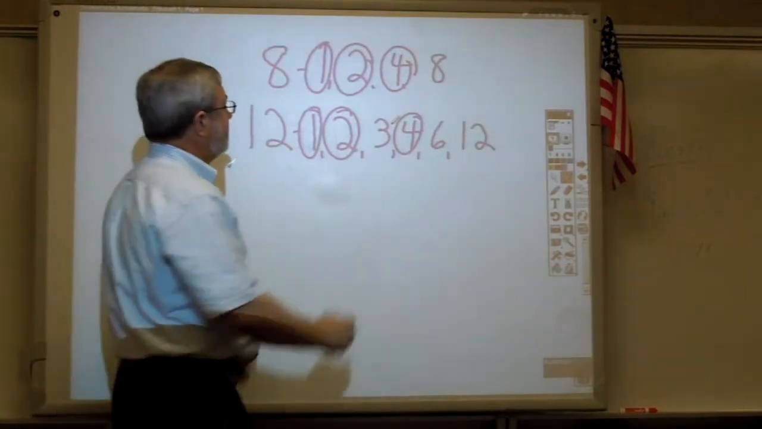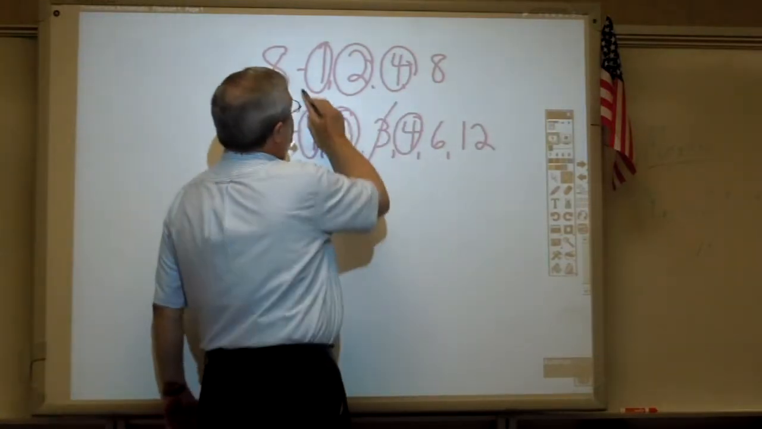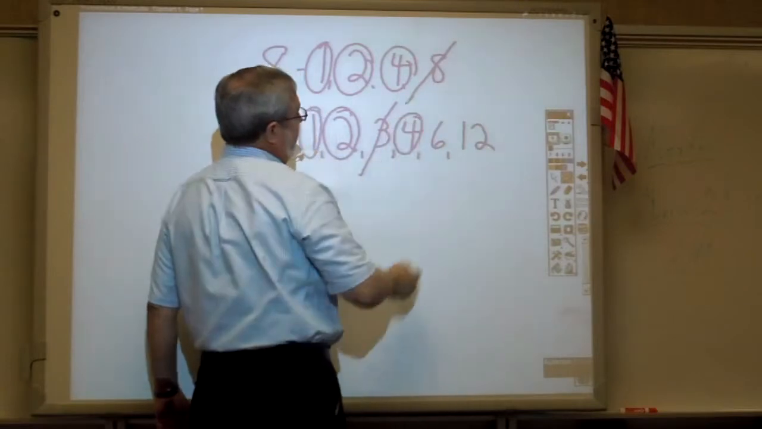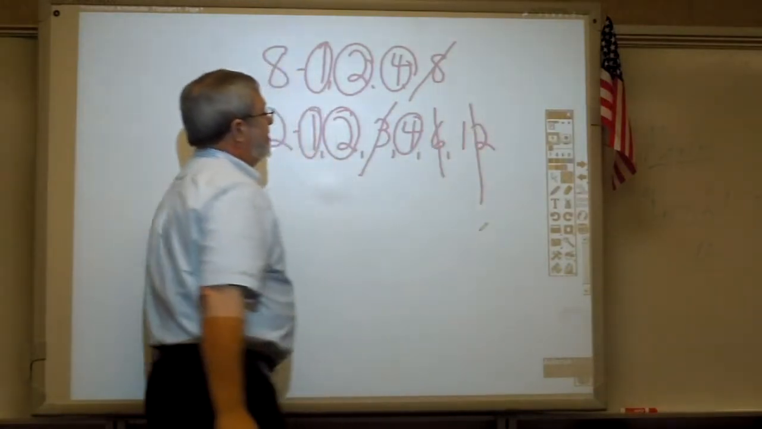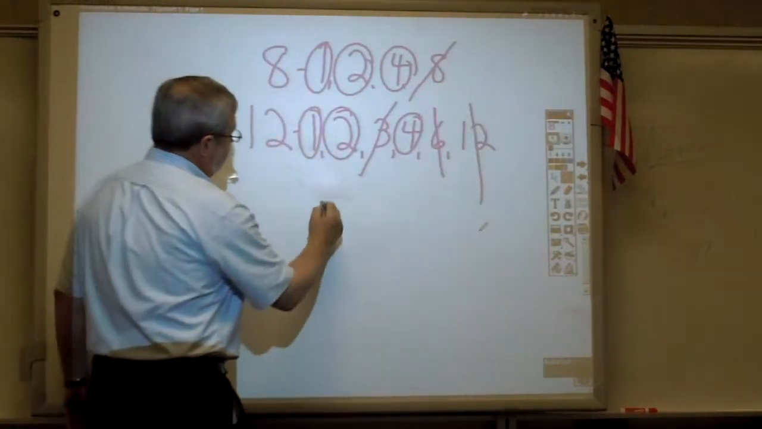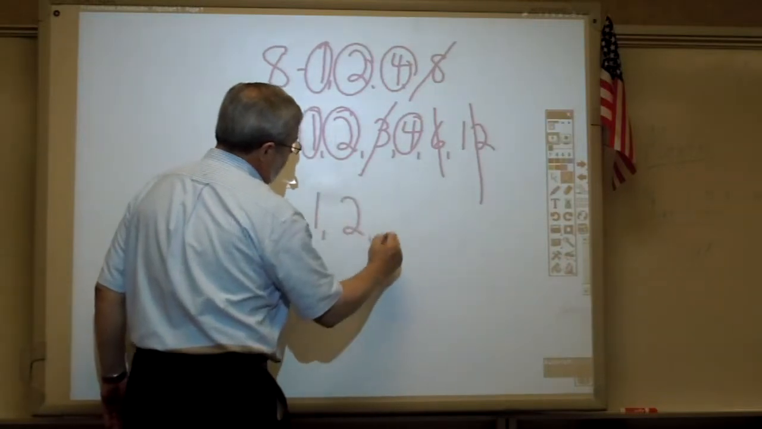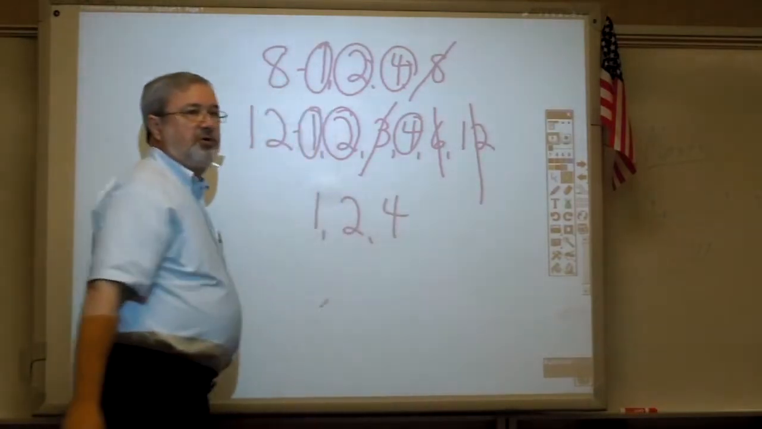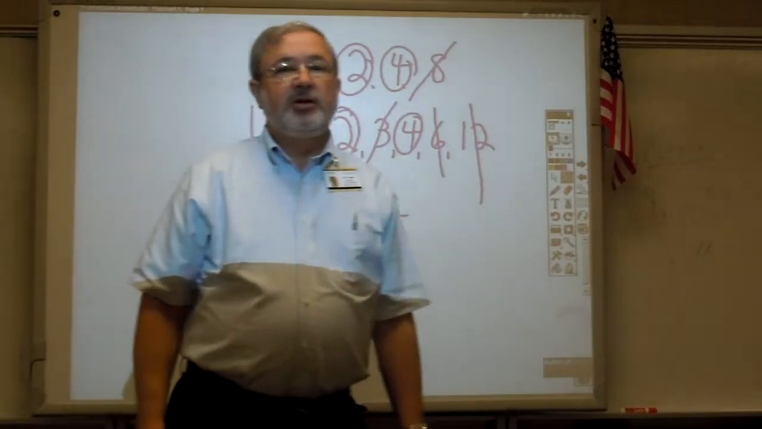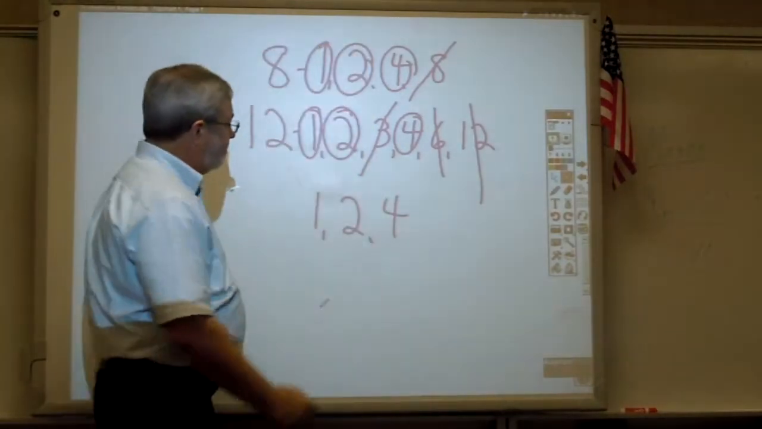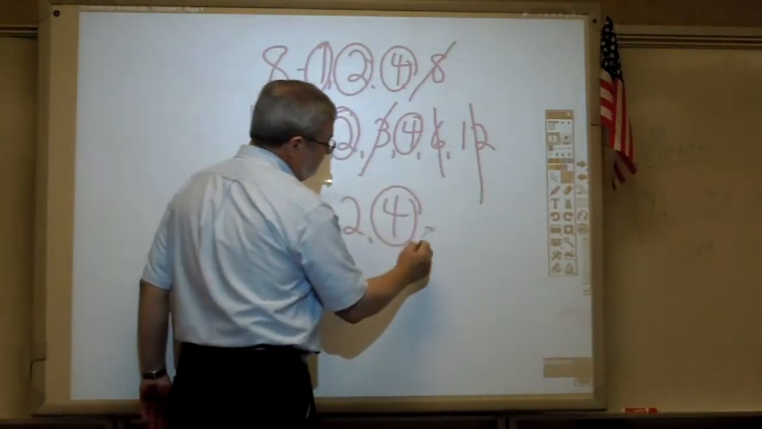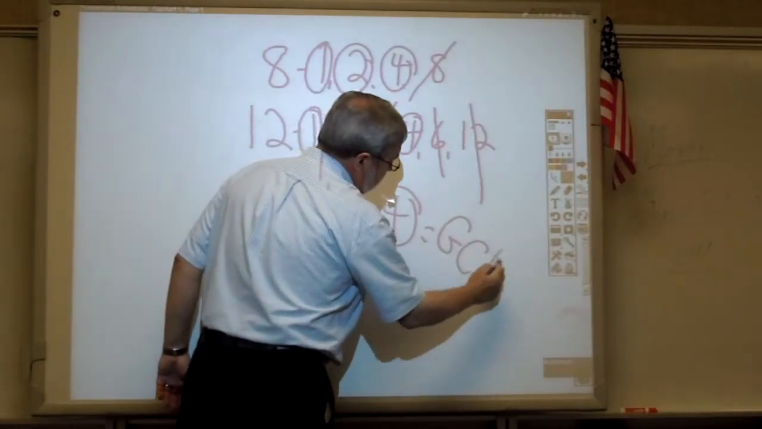Now 3 is not a factor of 8, we can cross that out. 8 is not a factor of 12, cross that out. Same with these two here. So what you should have left is 1, 2, and 4. If these are the numbers you came up with as common factors, you are in excellent shape. And then at that point, you should pick out 4, of course, will be your GCF.